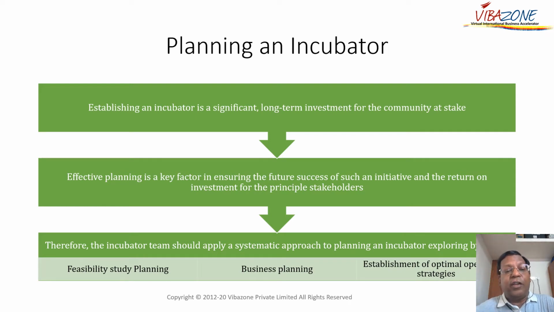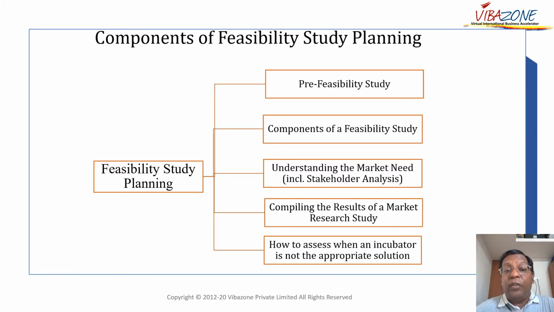So the first thing they need to do is a feasibility study. Then they need to have a business plan. And then they need to establish optimal operational strategies. So you've got to follow these three steps. The feasibility study has various components. The first one is the pre-feasibility study. You need to do a little bit of homework to see what you need to do your feasibility study. Things like resources, funding, who's going to do the study, all this should be done first.